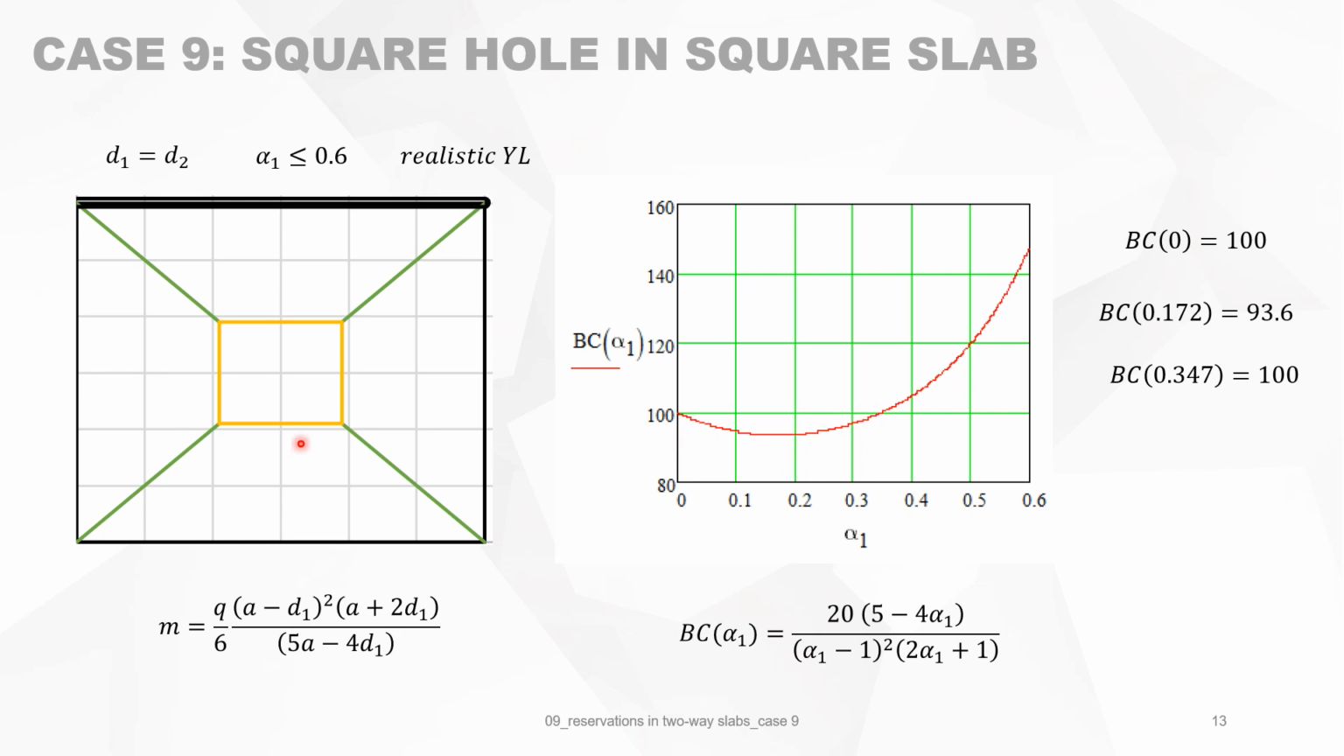So think carefully about what size of hole you will make. We can conclude that the bearing capacity is smaller than 1, so that is okay for the slab, for existing slabs, for instance. Then the size of the hole must be between 0 and 0.347 times A, this size, which is this point there.